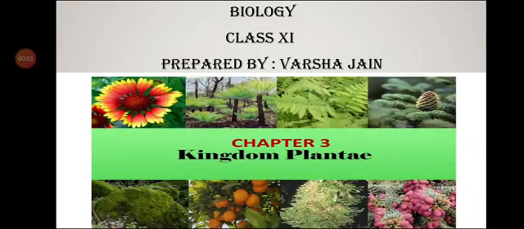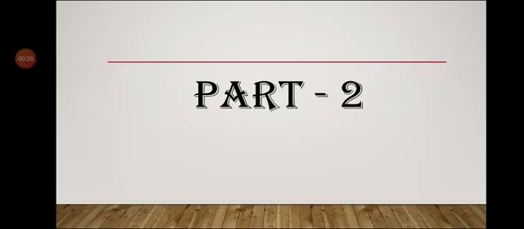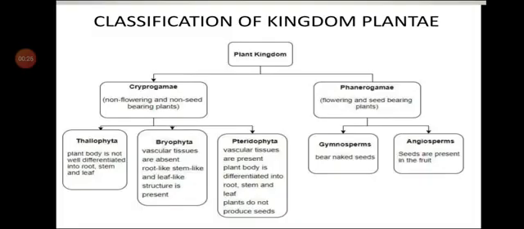Hello students, today we are studying Biology class 11th, chapter number 3, Kingdom Plantae. This chapter we started in our last lecture. Today is the second lecture of this chapter. Kingdom Plantae is divided into two categories, that is cryptogams and phanerogams. Cryptogams are divided into thallophytes, bryophytes and pteridophytes, and phanerogams are divided into gymnosperms and angiosperms.